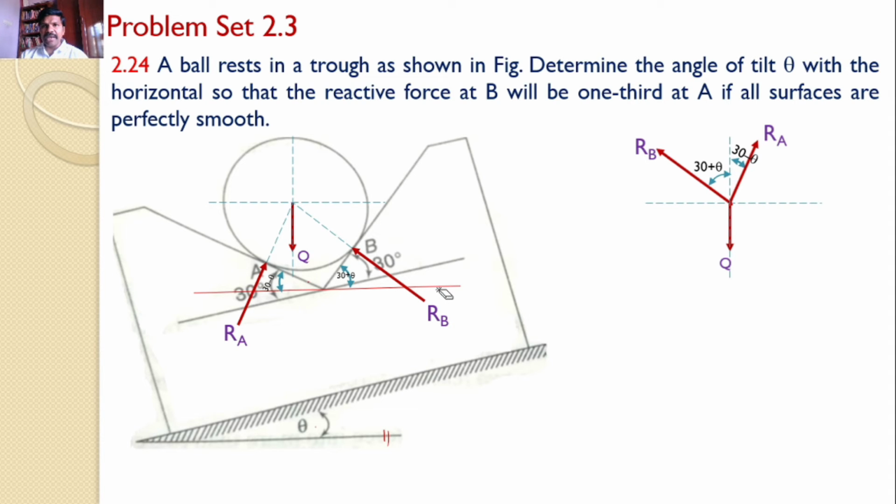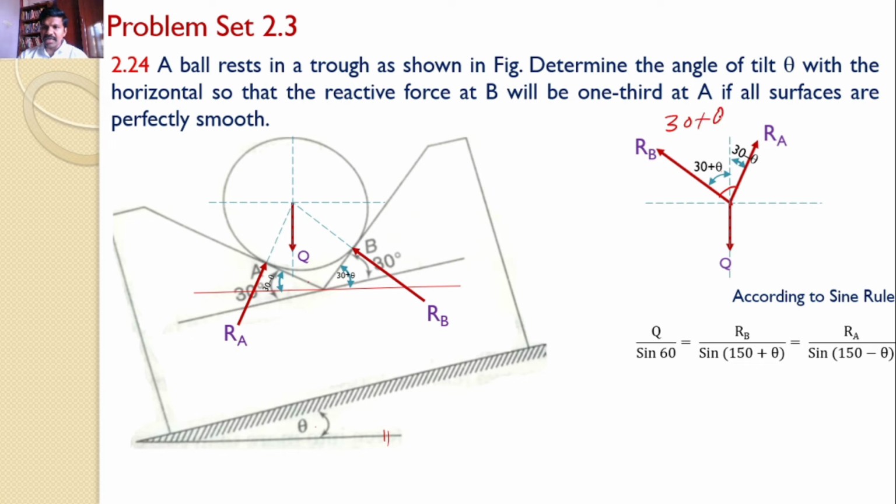I have prepared a separate video on the concept of sine rule. Please watch it from RK Tutorials. Now, according to the sine rule, Q divided by sine of the angle between these two forces, which is 30 plus theta plus 30 minus theta. So you will get Q by sine 60.